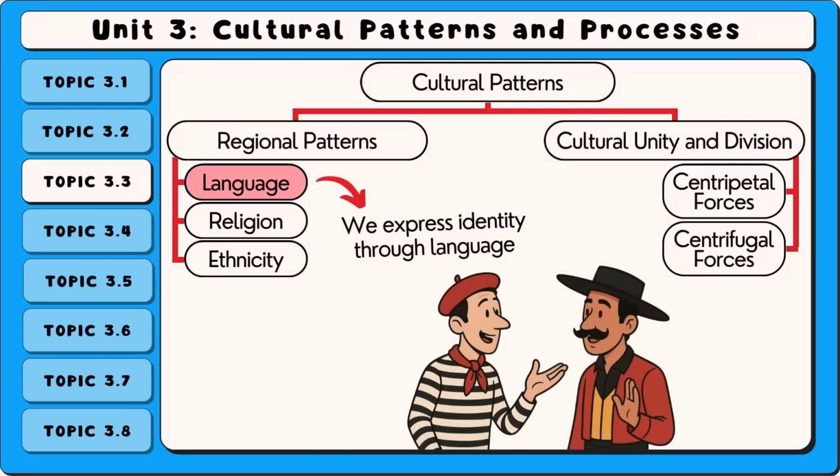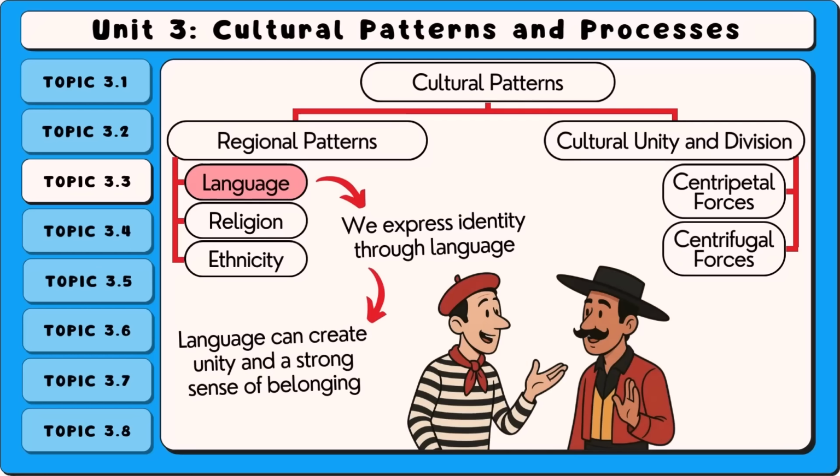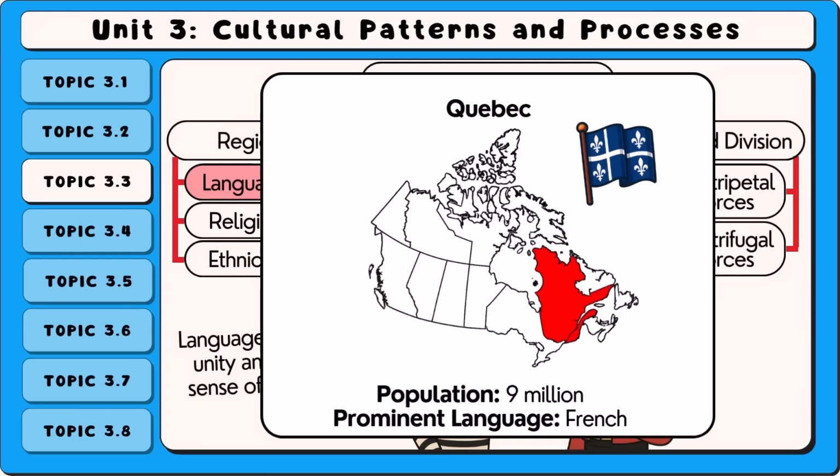Language is one of the most important ways people communicate and express identity. In regions where a common language is spoken, it can create unity and a strong sense of belonging. For example, French is a defining feature of Quebec's identity in Canada.